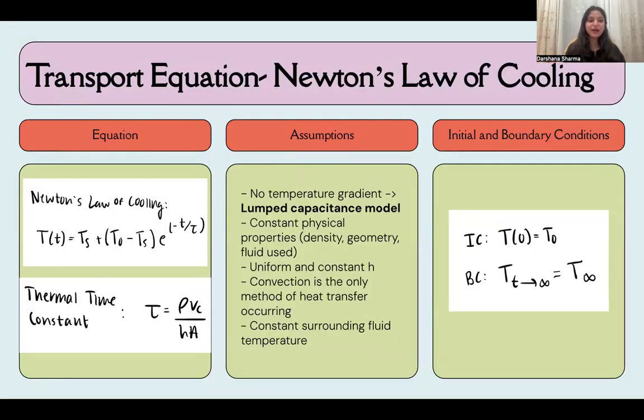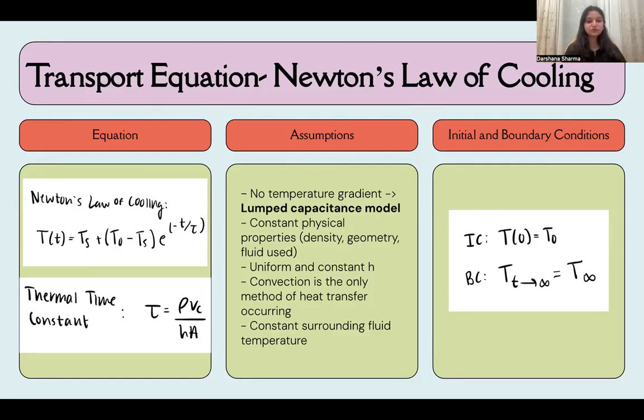In my experiment, I'm going to be using Newton's law of cooling. I'm also using the thermal time constant equation and plugging that in for the tau value. This allows me to insert H into Newton's law of cooling so I can see what the H value is for my specific system when temperature is changing.